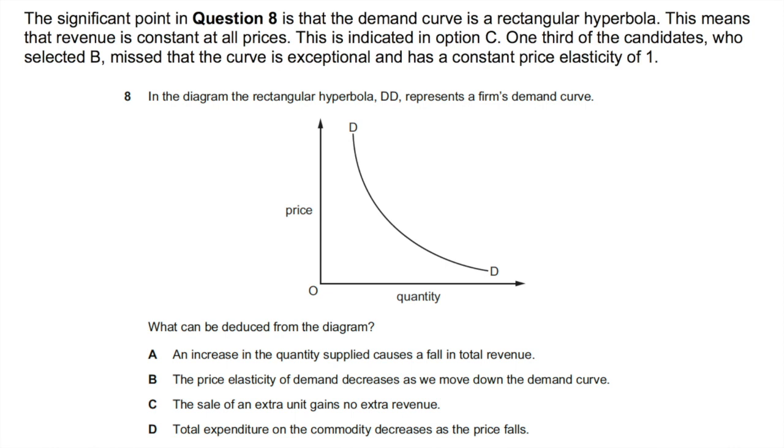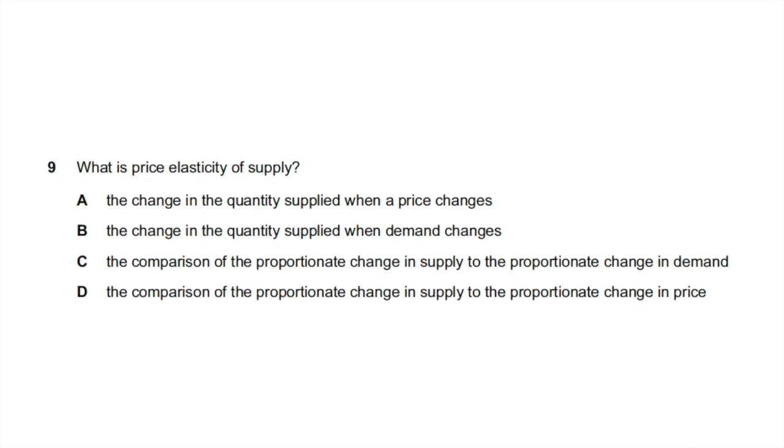In the diagram, the rectangular hyperbola DD represents a firm's demand curve. The significant point in question 8 is that the demand curve is a rectangular hyperbola. This means that revenue is constant at all prices. This is indicated in option C. A third of the candidates who selected B missed that the curve is exceptional and has a constant price elasticity of 1. Question 9. What is the price elasticity of supply?